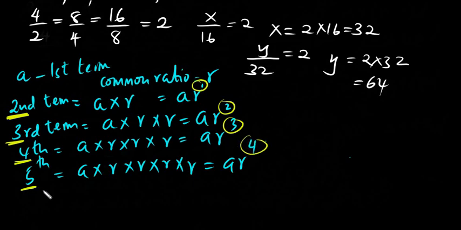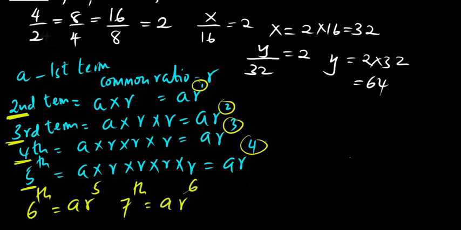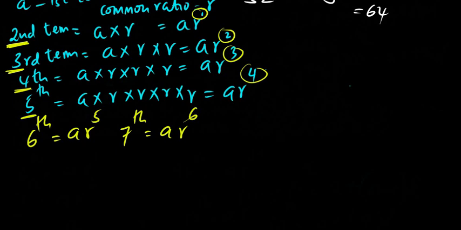So that means, following the same trend, the sixth term is going to be AR to power 5, since the trend is there such that the power of R is 1 less than the nth term. So the 7th term is going to be AR to power 6. So that is the pattern or the trend that I wanted us to identify. So that means the 10th term is going to be AR to power 9. The 11th term is going to be AR to power 10.